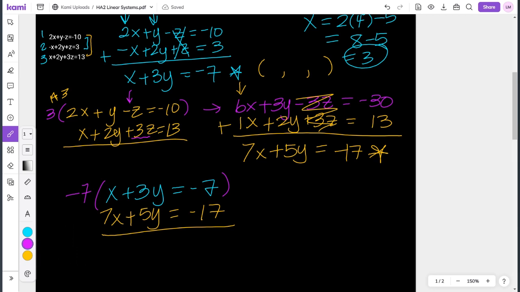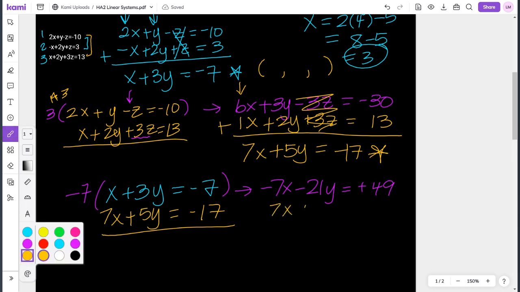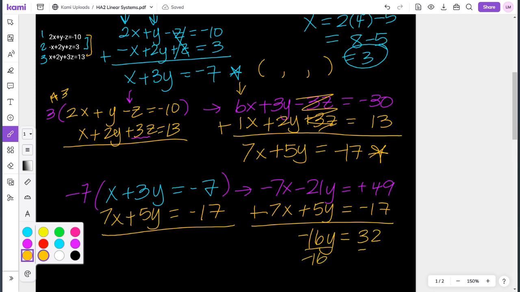Right, so I'm looking at this saying, okay, what can I multiply by x to give me the opposite of 7, which would be negative 7. Okay, negative 7x minus 21y equals positive 49, and then leave the second one alone. So 7x plus 5y equals negative 17, and then I'm going to add. So negative 16y equals, what is that, 32? Divide by negative 16. y is negative 2. All right, so when y is -2, now I can go back and substitute and find x.